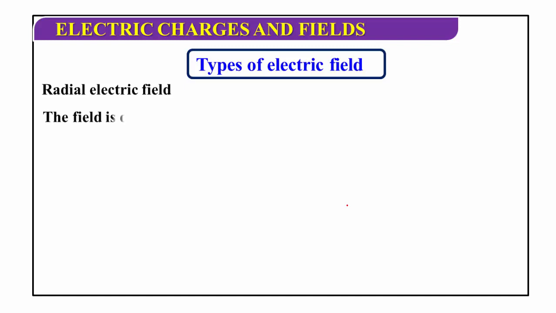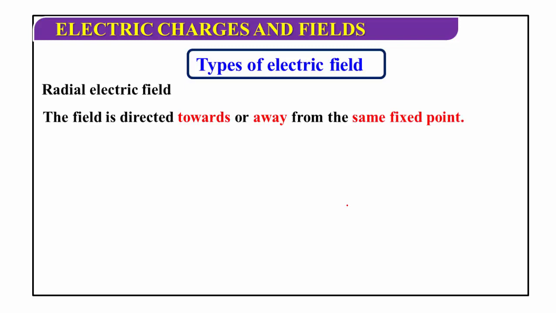And the third one is radial electric field. Radial means here the field is always directed towards or away from the same fixed point. Now I consider this is the plus q, positive charge. The field is always directed towards the fixed point, or the field is always away from the fixed point. Then it is called radial electric field.